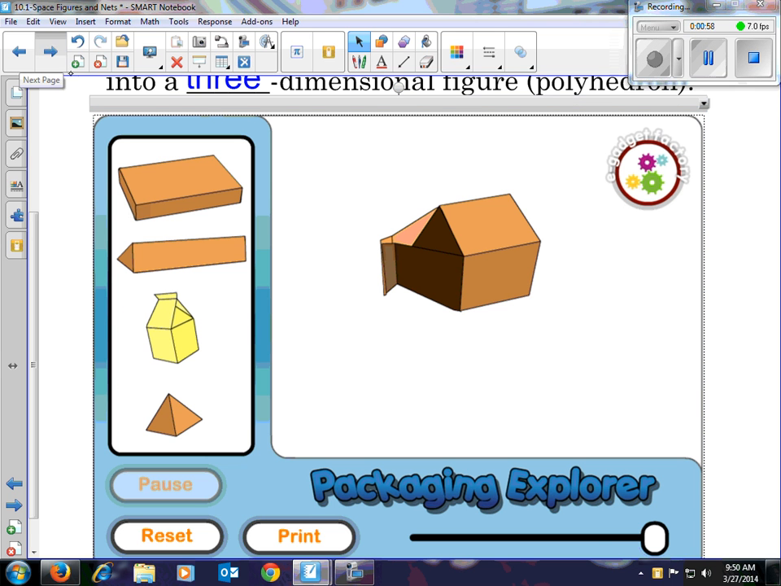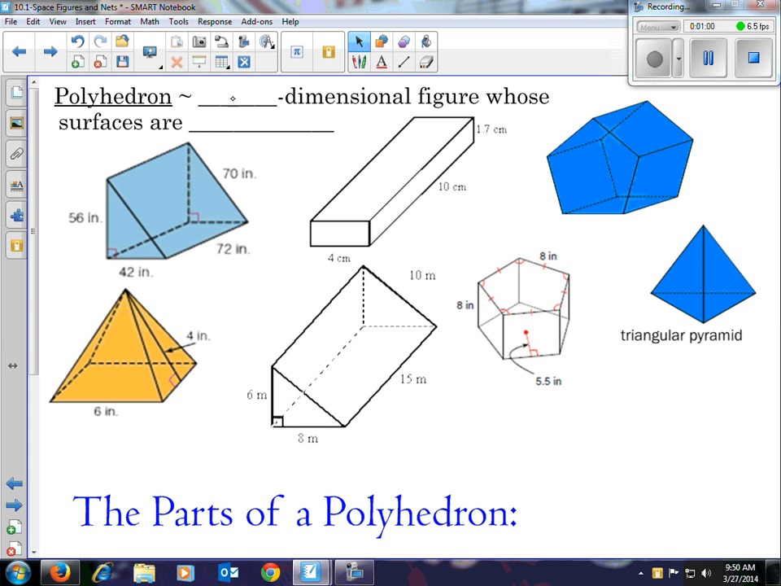So now we're going to go to the next page, and we're going to talk about a polyhedron. Now, these are all pictures of a polyhedron. And a polyhedron is a three-dimensional figure whose surfaces are polygons. And we already know what polygons are. Polygons are basically a shape that's not concave, and also it can't have any random lines going through it. So we have our triangular prism, our rectangular prism, our pentagonal prism. We have all of these different shapes.